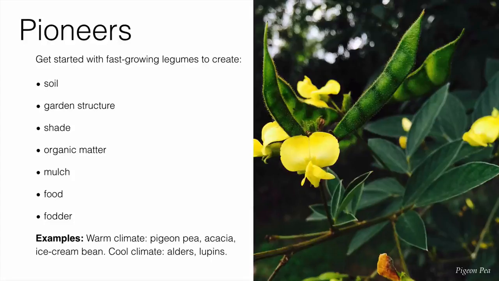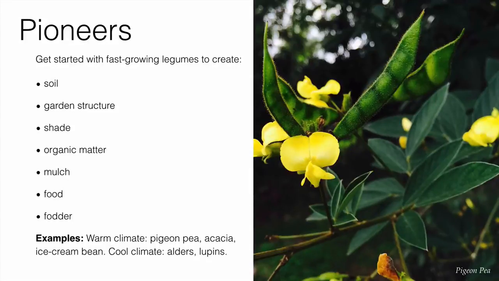So start with the pioneers. Really, that's the first spot to start with. Whether it might be ground cover, pioneer legumes that will cover the soil, or perhaps shrubs like the pigeon peas, which will help to get that cover that you want, and materials that you can chop and drop into the soil. It improves the soil, it helps to give the garden some structure, provides shade for some of the smaller species, lots of organic matter and mulch. It's food as well. You can eat the peas and the flowers, and it's fodder as well for the animals in your system.